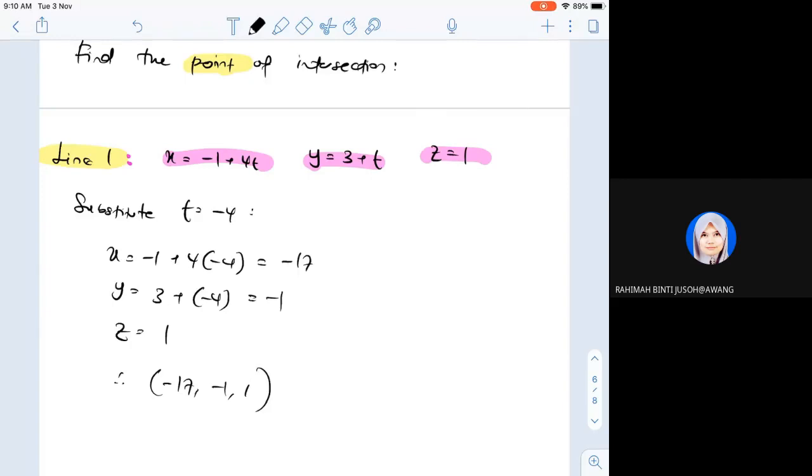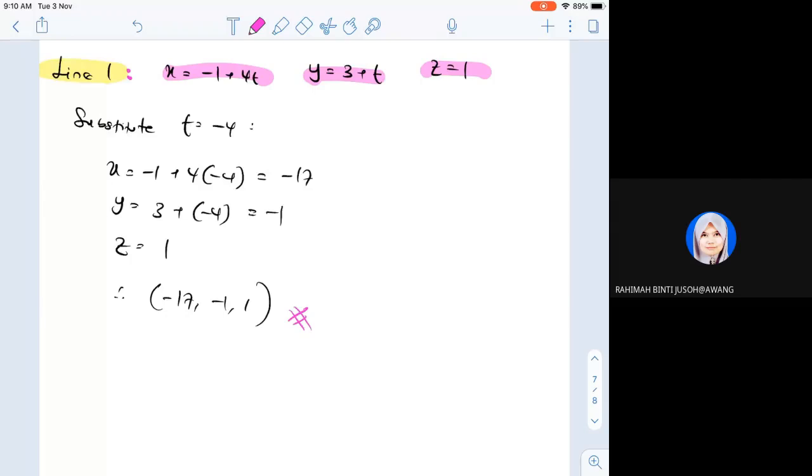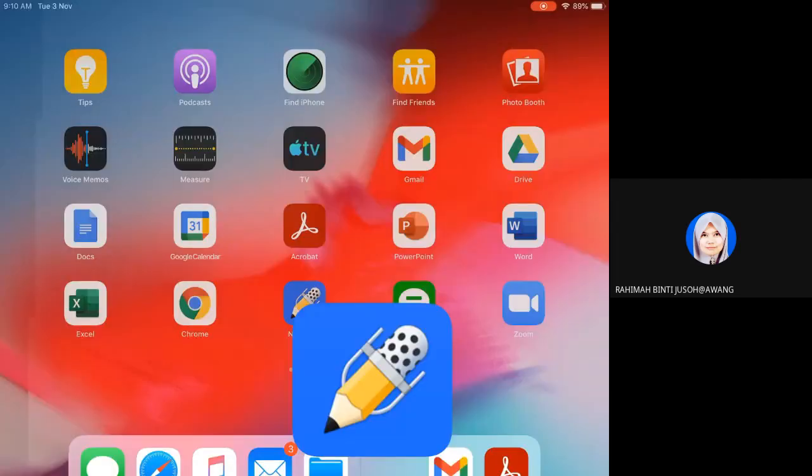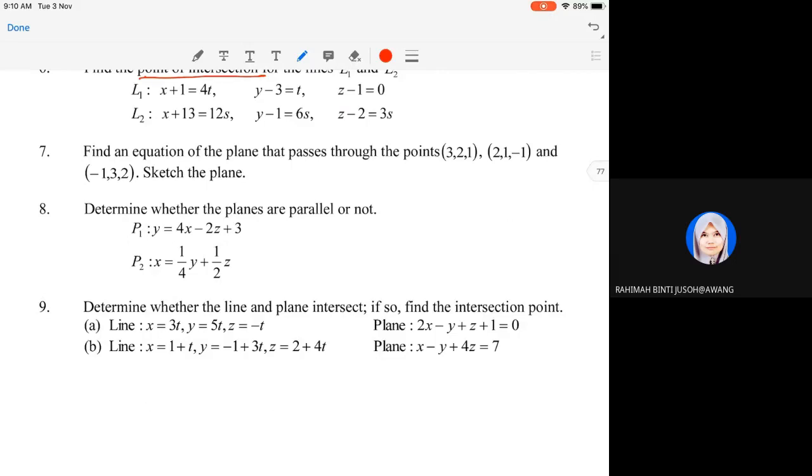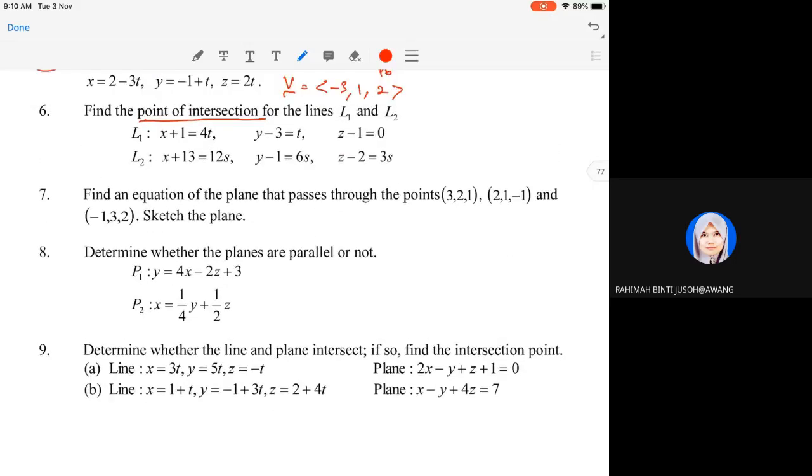Okay. Question number 6, betul ke ni? Betul lah. Alright, so that's it. That's the answer. This is the point of intersection. Okay, now question number 7. Question number 7, plane passes through the points.